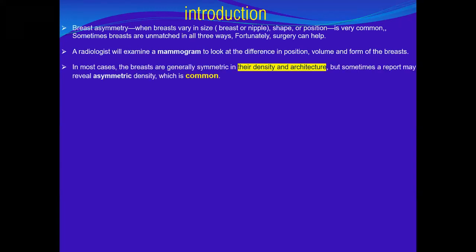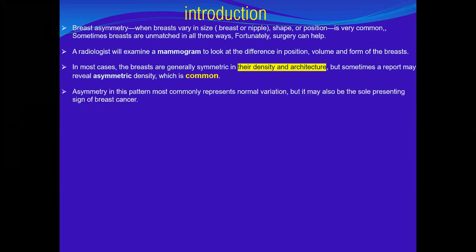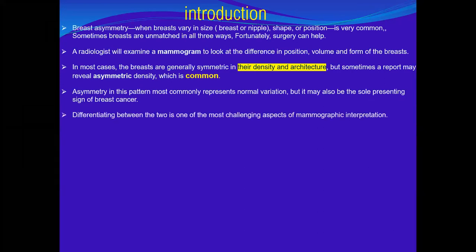The radiologist will examine a mammogram to look at the difference in position, volume, and form of the breast. In most cases, breasts are generally symmetric in their density, architecture, and composition, but sometimes reports reveal asymmetric density, which is a common finding. Asymmetry in this pattern most commonly represents normal variation, but may also be the sole presenting feature or sign of cancer. Differentiating between normal variations and suspicious findings is the most challenging aspect of mammographic interpretation.